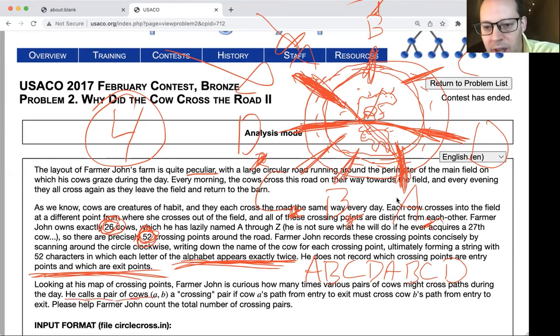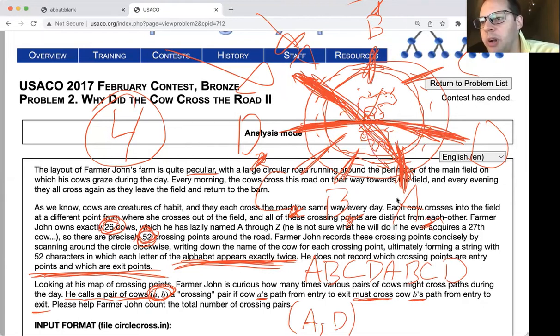He calls a pair of cows AB a crossing pair if cow A's path from entry to exit must cross cow B's path from entry to exit. Okay, so for example, in this case, A, comma, D would be a crossing pair because A goes from here to here and D is going from here to here. Since they potentially cross each other, that's a crossing pair.